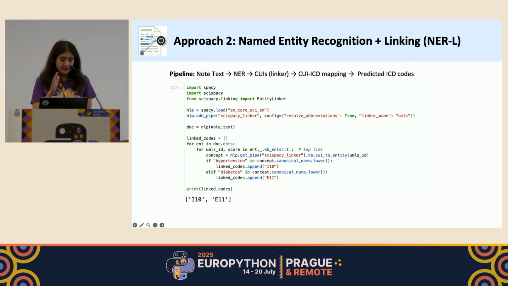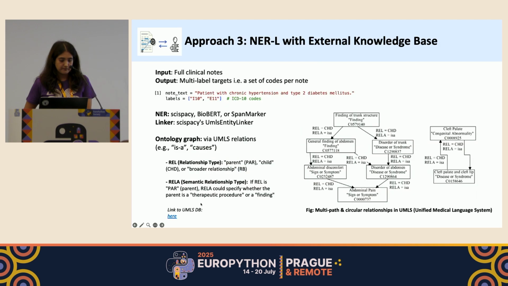So if you look at the pipeline, you enter the note text, then it goes through the NER model, then you have a linker which would link the entities to the CUI, and then there's a CUI to ICD mapping, and then you would get the predicted ICD codes. Here, for brevity, I have just shown these 2 conditions to have this dummy CUI to ICD mapping. However, in reality, you can use different dictionaries and ontologies that are present off the shelf. Right? And at the end of it, you would get these 2 predicted codes.